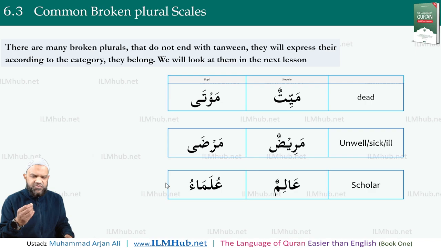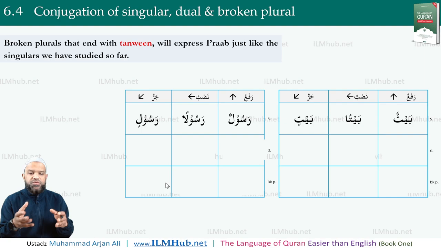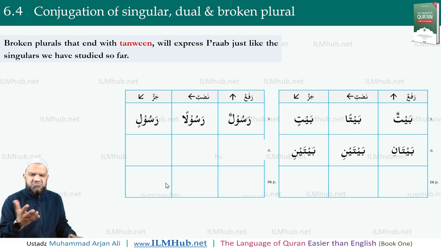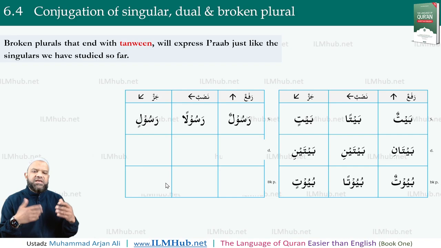So the conjugation of broken plurals, which follow the Muslim pattern, we will see some examples here. Baytun, baytan, baytin. For the dual, baytani, baytaini, baytaini. Very easy from the Muslim pattern. But the plural will not be muslimuna. What will it be? Buyutun, buyutan, buyutin. So it's exactly the same as the singular because it ends that way and it expresses i'rab exactly the same as the 85% words we've been talking about so far.